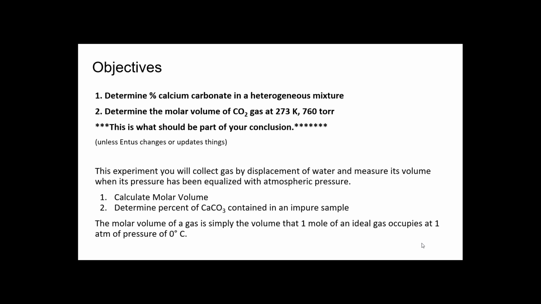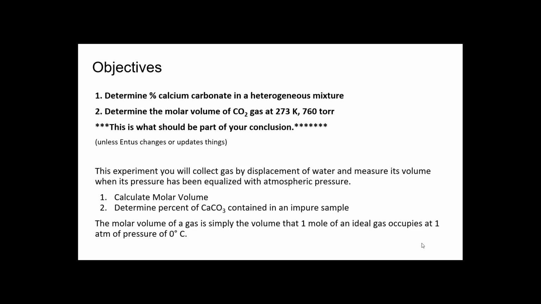You're going to determine the percent of calcium carbonate in the mixture, and you're going to determine the molar volume of CO2 at STP conditions. Everybody's will be different normally if you were in the lab, which kind of disturbs some people because they have a whole bunch of water displaced and others have very little water displaced and they have a hard time with this. They always think they did something wrong, but the percentage of CO2 is what's going to determine how much water is pushed out of the graduated cylinder.